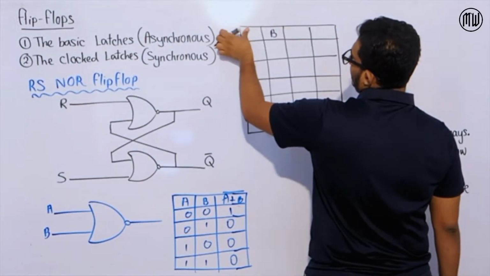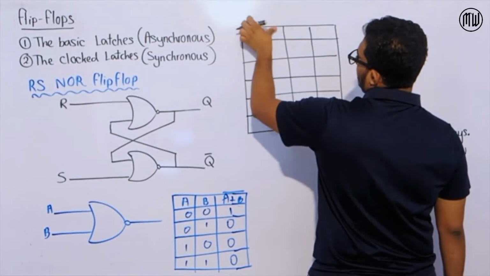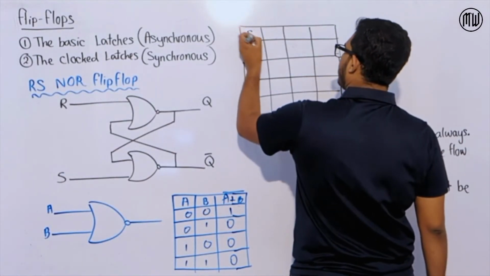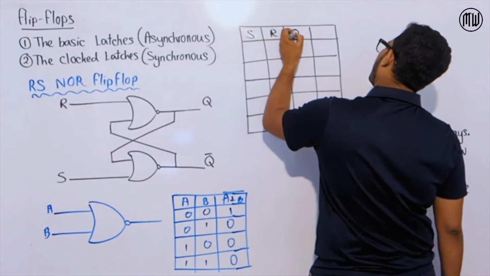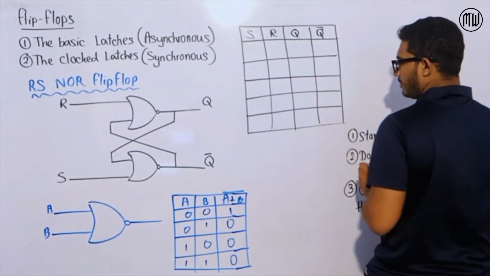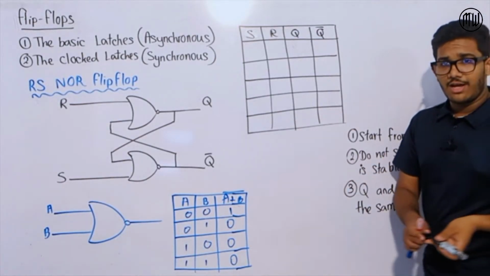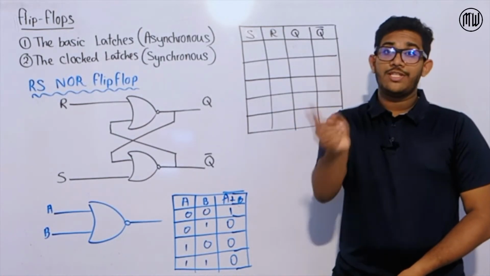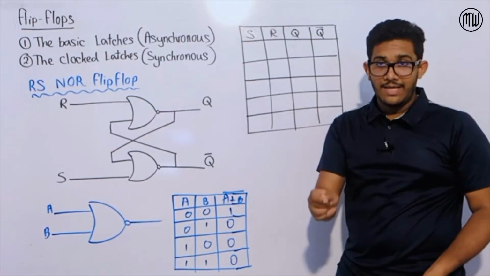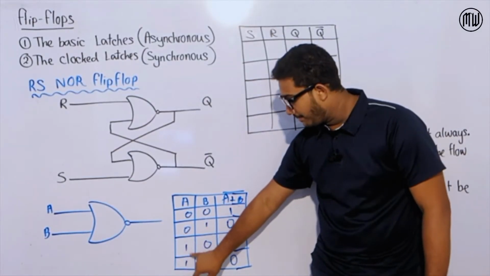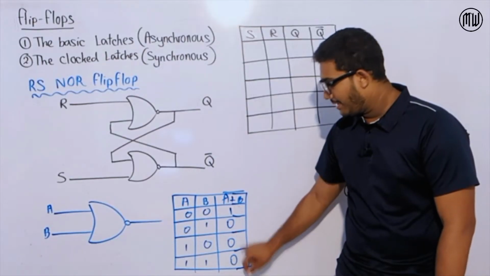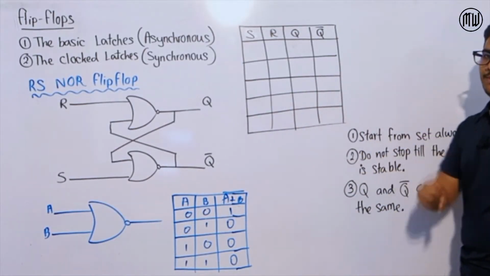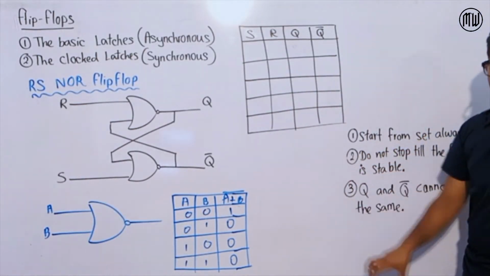Sorry, it's R and S. Okay, so what's the logic that you got out of this? The logic should be that whenever there's a 1, the output is 0, right? Whenever there's an input 1, the output is 0. That's the main logic here, all right?